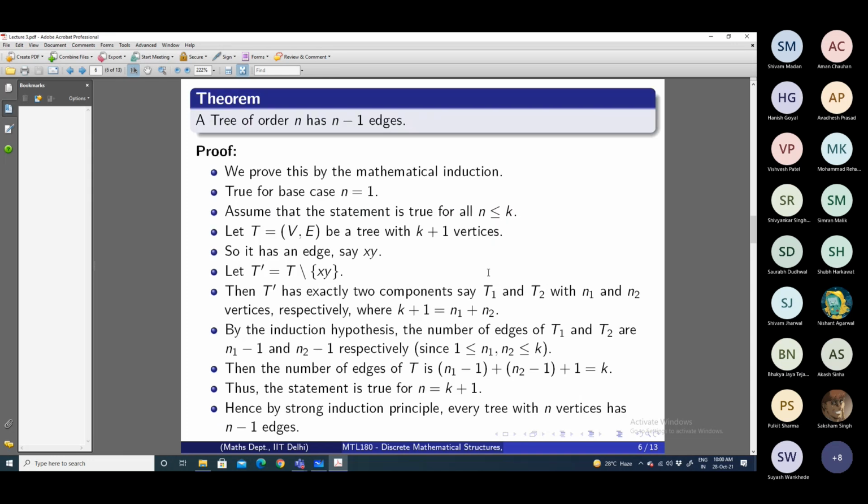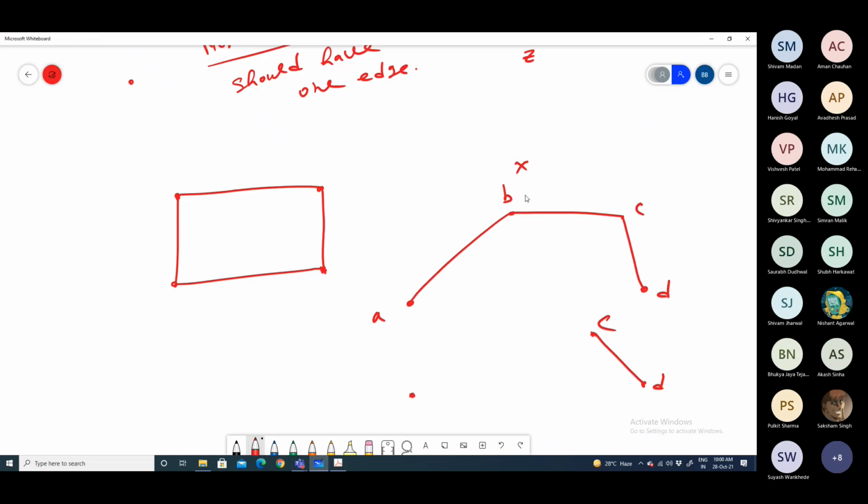Okay. Now there is another theorem that is also simple. As I told you, any proof in this chapter is very easy, right? Now this theorem says that a tree of order n, meaning with n vertices, has n minus 1 edges. So if you take a tree with n vertices, then it must have only n minus 1 edges. Okay, you can verify this here.